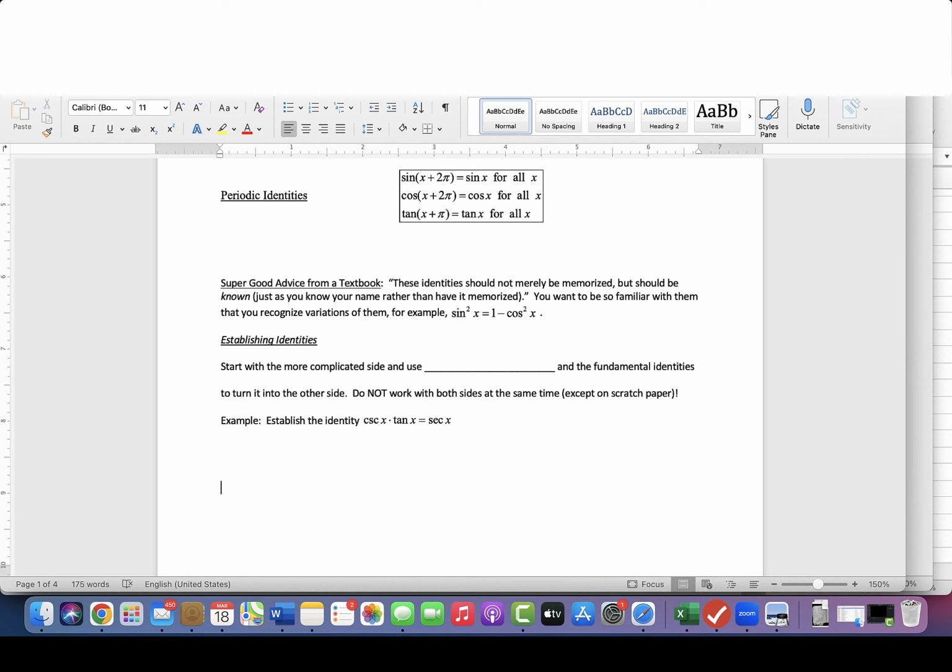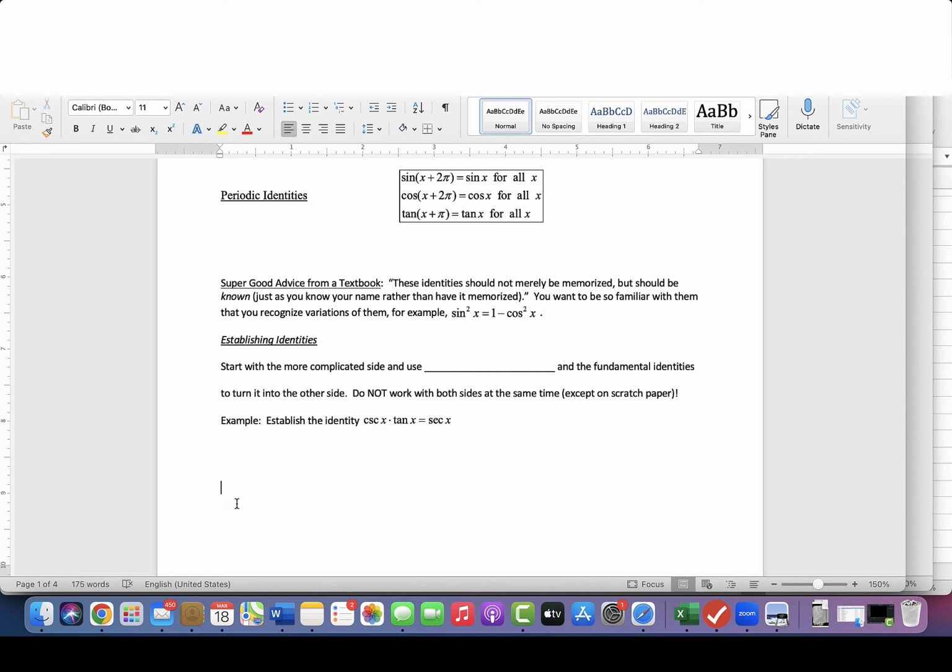Anyway, they should not be merely memorized, but should be known, just as you know your name rather than you've memorized it. In other words, you want to be so familiar with them that you recognize variations of them. For example, you're so familiar with sine squared plus cosine squared equals 1 that you recognize that sine squared of x equals 1 minus cosine squared of x is just a variation on that. Just as you know that someone who's named Jonathan might be called John.